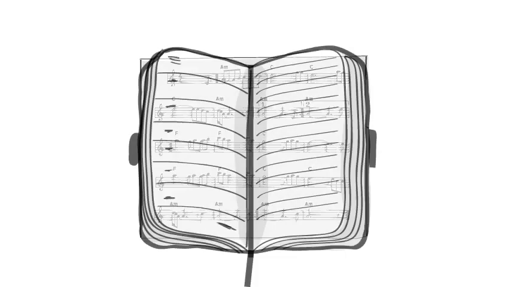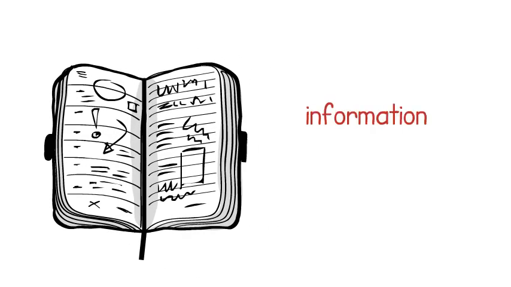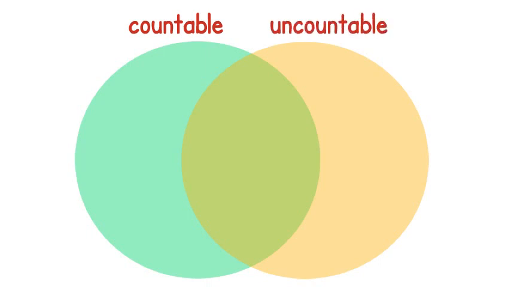Uncountable nouns do not have a plural form. For example, we say information, but not informations. Uncountable nouns thus take the singular form of the verb. Different quantifiers are used with countable and uncountable nouns.